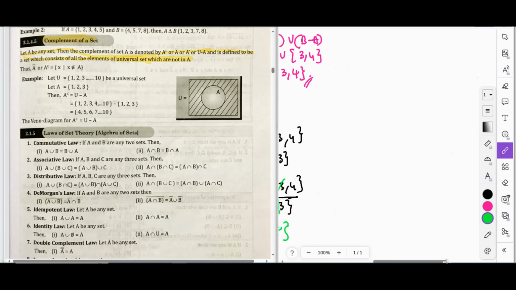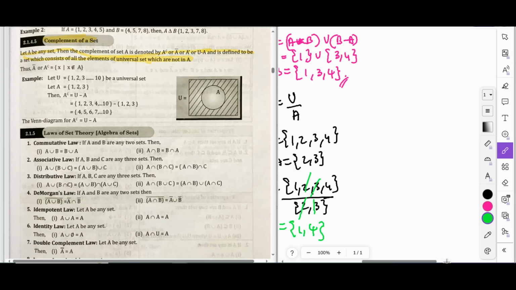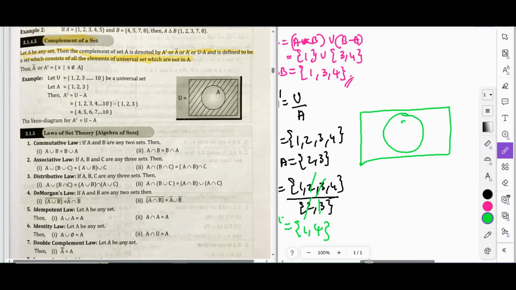So how do we draw the Venn diagram for this? It is a rectangular box with only one circle, because we have only set A. What are the elements of A? We have 2 and 3. Write them there. And the remaining elements are 1 and 4. So this is A, and the remaining is 1 and 4. So we will shade the outside region for the complement of a set.